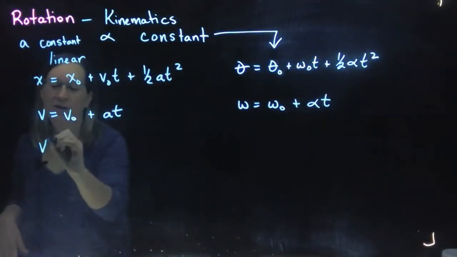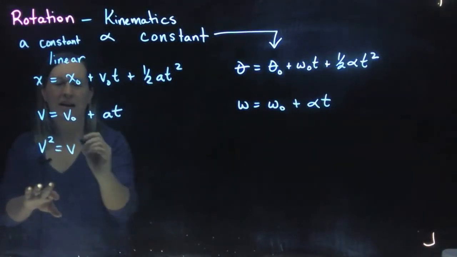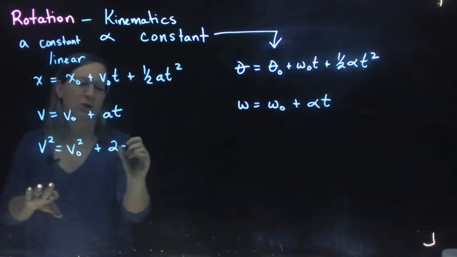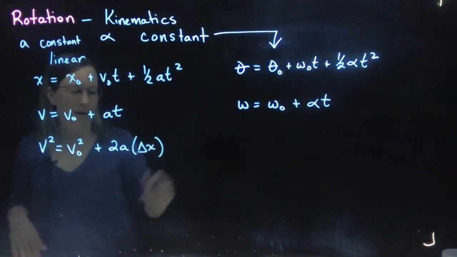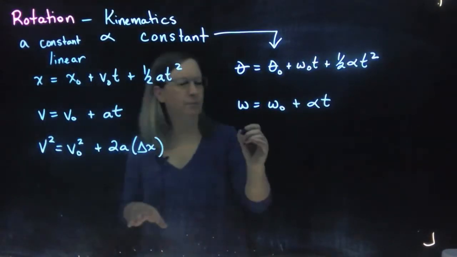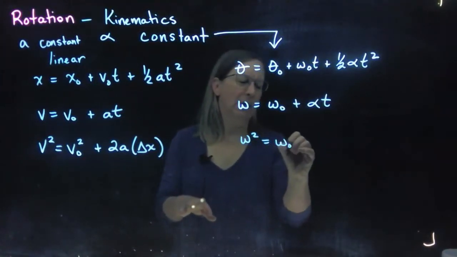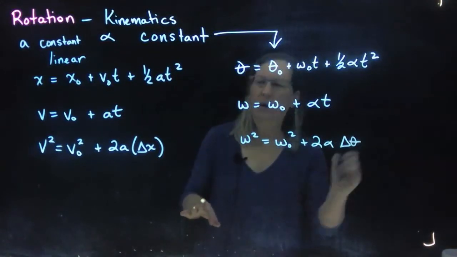All right, our final equation, solving for this, plugging it in here and doing some algebra, is v squared equals the initial velocity squared plus 2a. I'm just going to write this as delta x. That would be x minus x naught if you like. And same thing over here, omega squared equals omega naught squared plus 2 alpha delta theta.